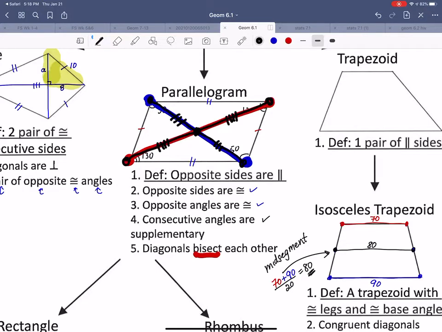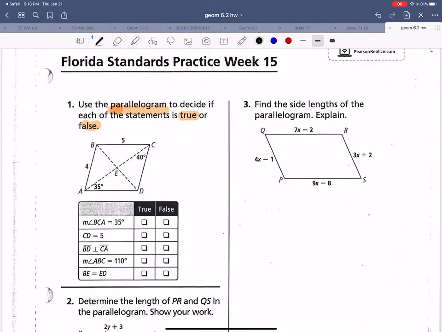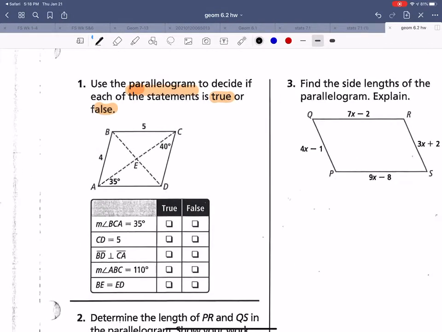Okay, so using this information, we tackle this. It says BCA, so this angle is equal to 35 degrees. Would that be true? Well, it is a parallelogram, right? So if you see a Z that spells AIAT, opposite interior angles are congruent. So that's actually from a previous chapter. We know that'd be 35, true. Would CD be 5? Well, I'm going to say false. Opposite sides are congruent. So this would be 5.